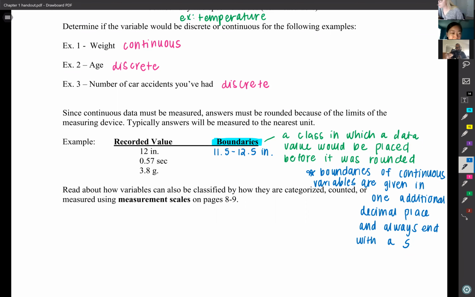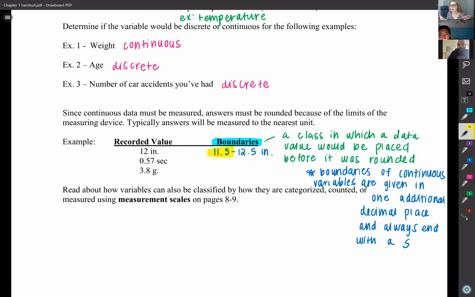So when our recorded value was 12 inches, we gave one additional decimal place, since we started with no decimal places. 12 inches doesn't have any decimals in it. So we start with 1, and all we did was go down 1. So I subtracted 0.5, so now I have 11.5, and then I add 0.5. So my actual value could be anywhere from 11.5 to 12.5 inches.